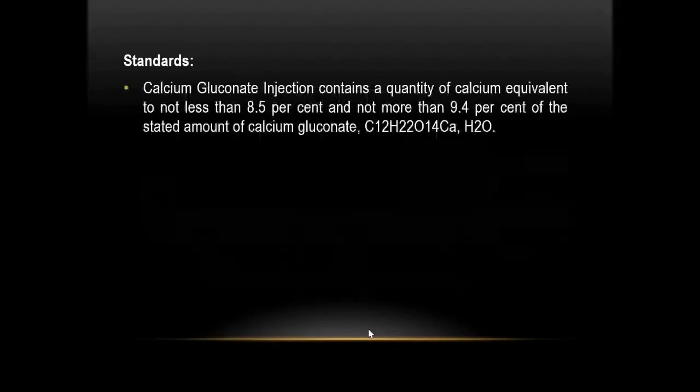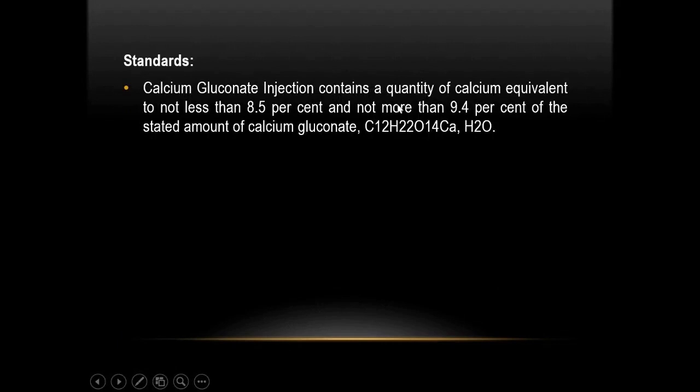Standards. Once you prepare this calcium gluconate injection, the final injection shall contain not less than 8.5% and not more than 9.4% of the stated amount of calcium gluconate. हमारा stated amount कितना है? 10% of calcium gluconate. And as per IP, the limits are not less than 8.5 and not more than 9.4%.